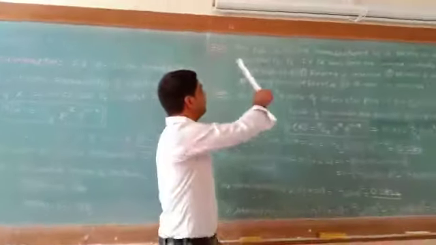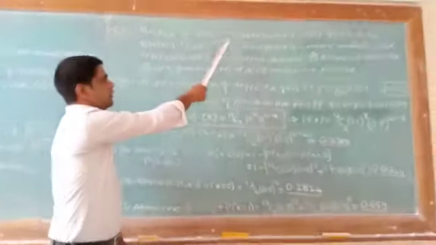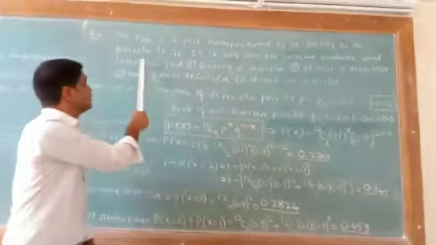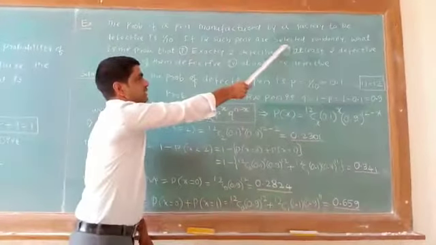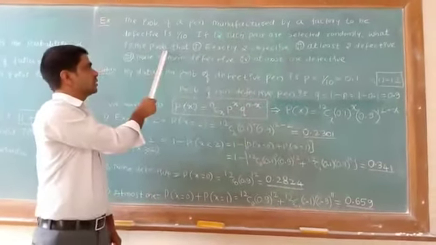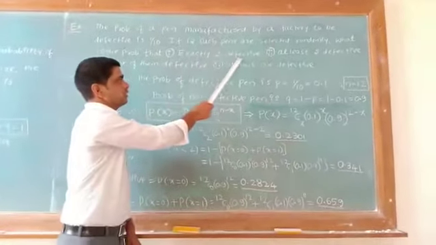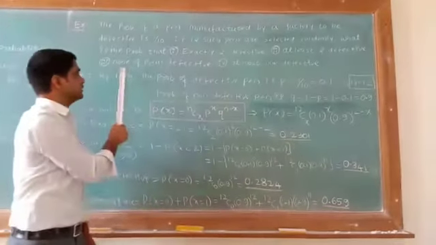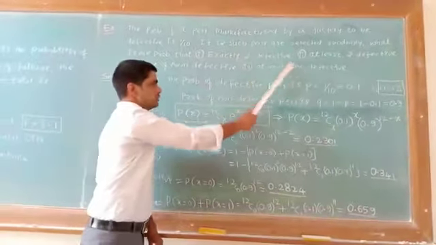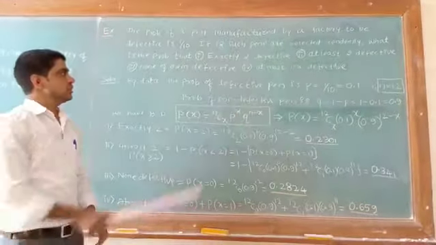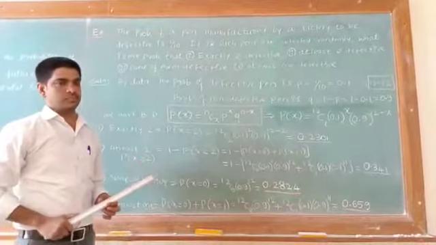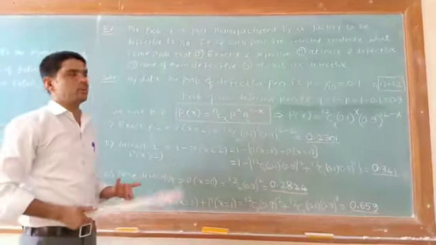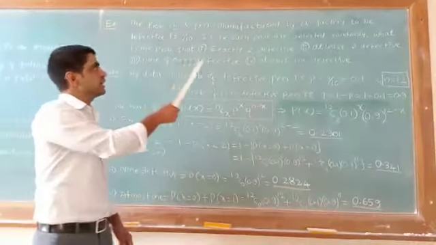The probability of a pen manufactured by a factory to be defective is 1 divided by 10. If 12 such pens are selected randomly, then what is the probability of exactly 2 defective, at least 2 defective, none of them defective, at most 1 defective. In this problem they have not mentioned any distribution, either Poisson, binomial, normal, exponential. Depending upon the n value and p value we can identify. Just identify the given data.